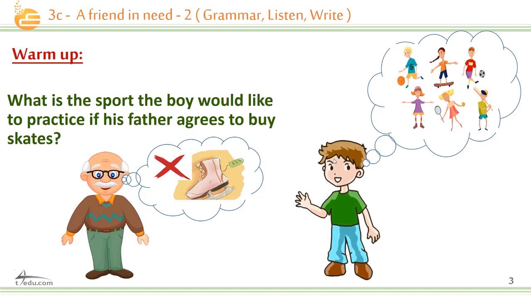Now, as a warm-up, what is the sport the boy would like to practice if his father agrees to buy skates? So the boy wants to buy skates. What do you think he would like to practice? Very good. Roller skating. Yes, he would like to practice roller skating. So if he buys roller skates, he would practice roller skating. If he bought roller skates, he would practice roller skating.